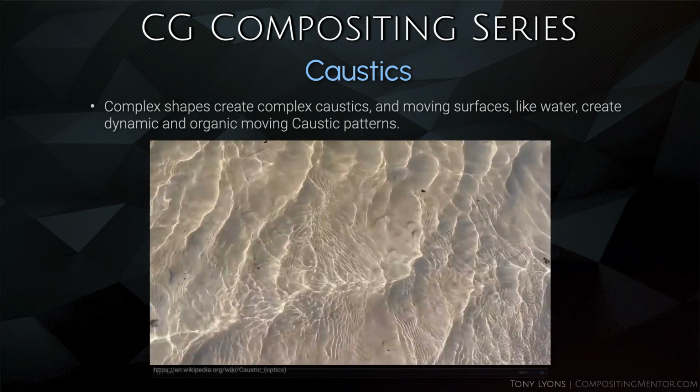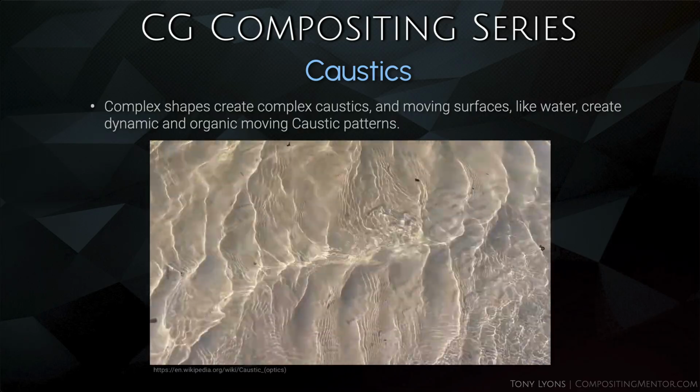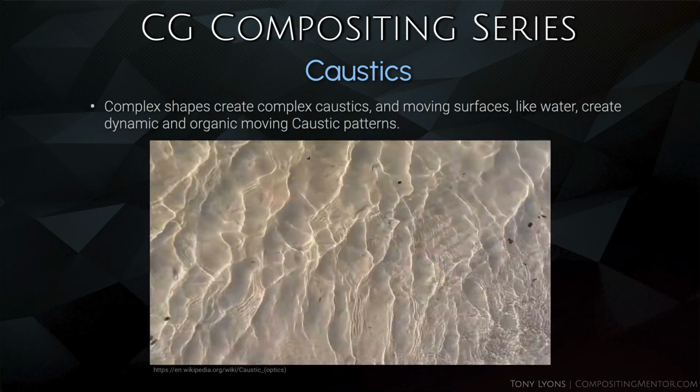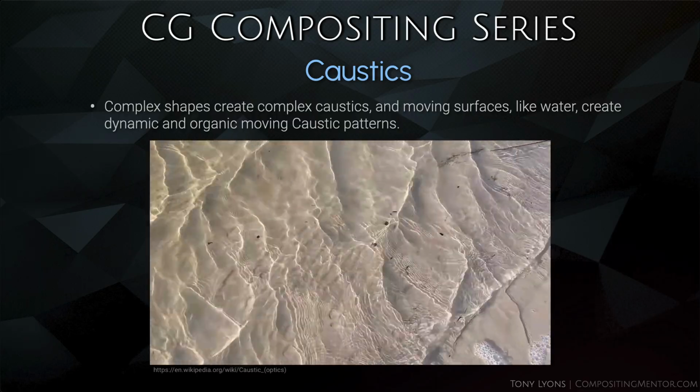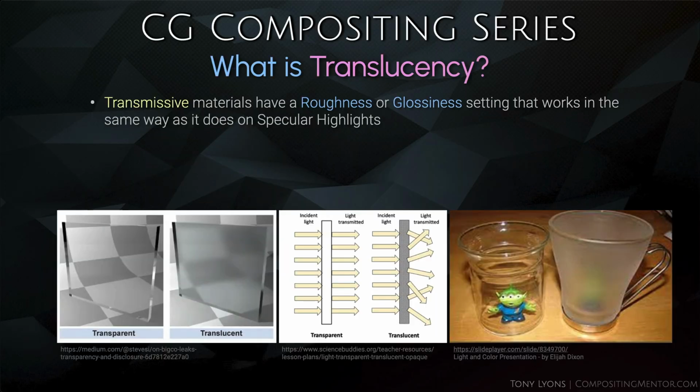Complex shapes create complex caustics, and moving surfaces like water create dynamic and organic moving caustic patterns. So it's the same effect, it's just that the surface of the water is moving, and that's what we're getting here. And finally, what is translucency?